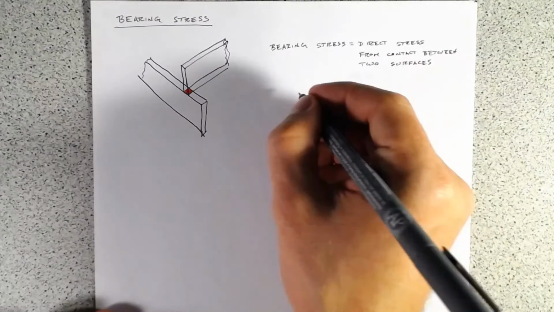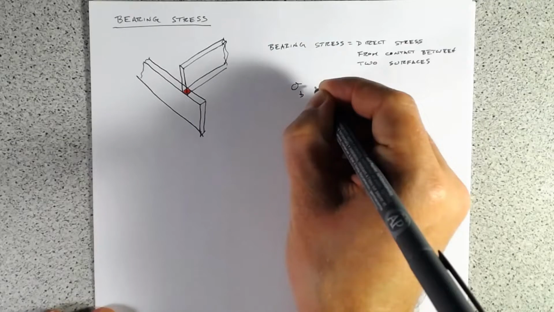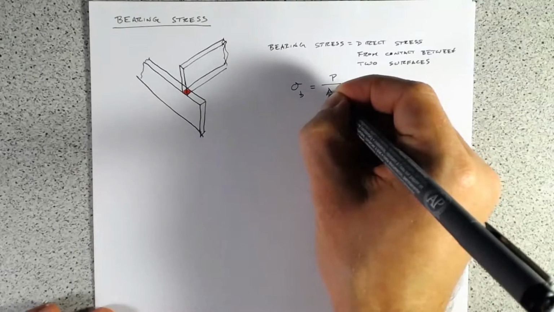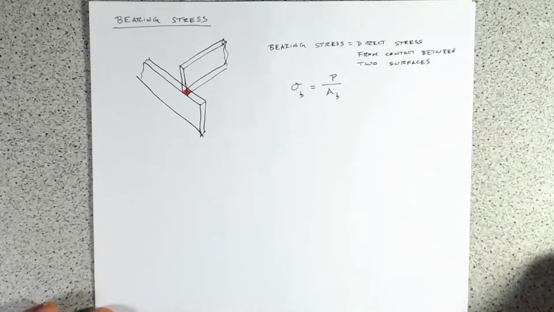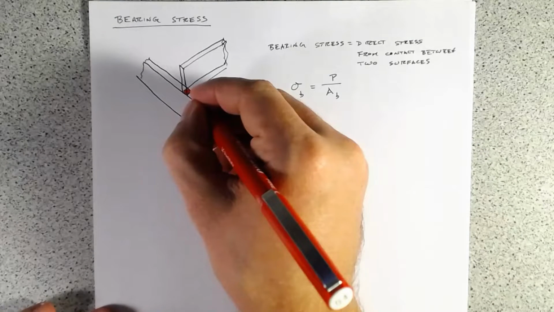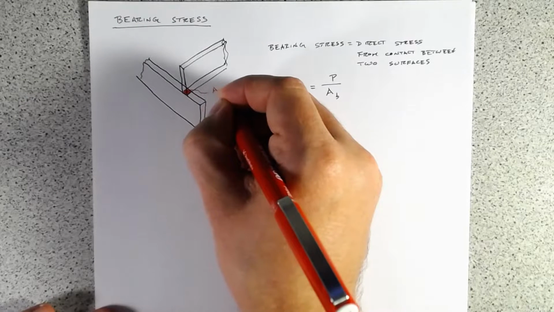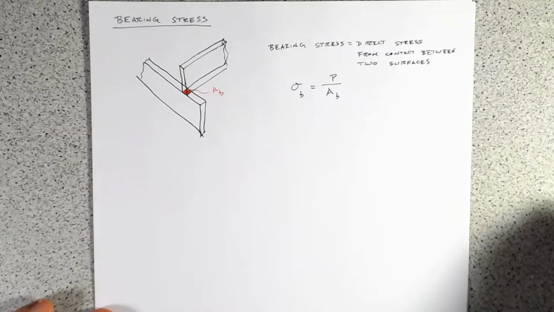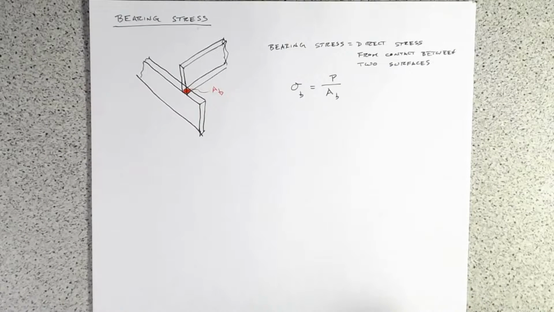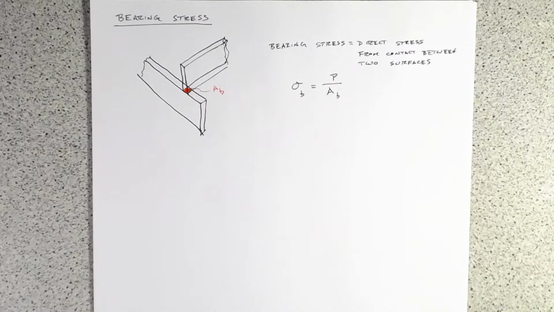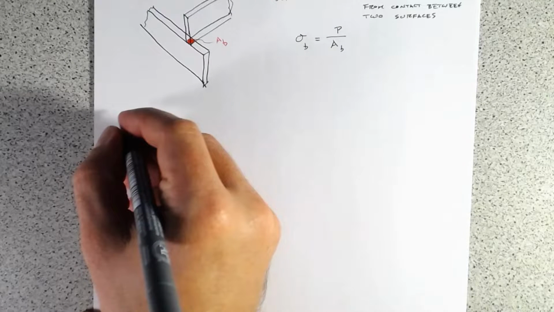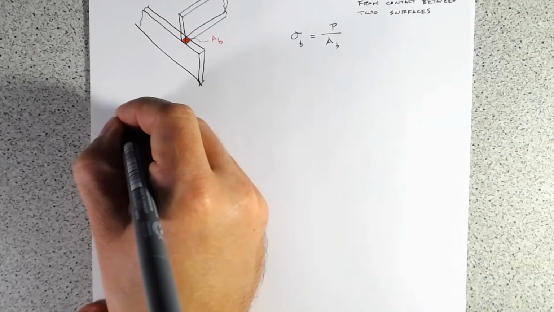So for bearing stress, it just equals our load over the area of our bearing, and so will be A_B over here. So that's one example of it where you've got floor joists supported on top of each other. Another is bearing of a bolt against a plate.